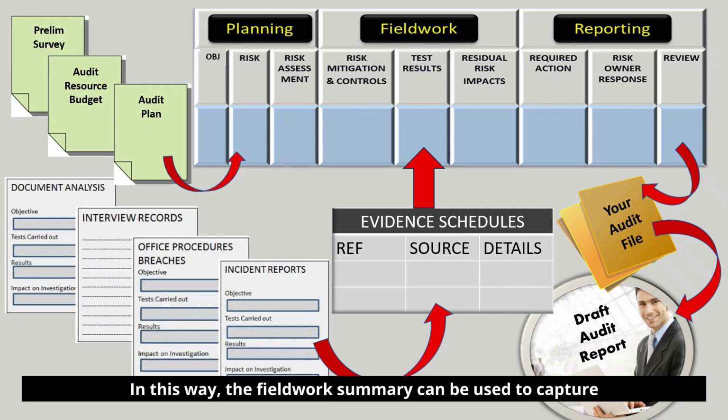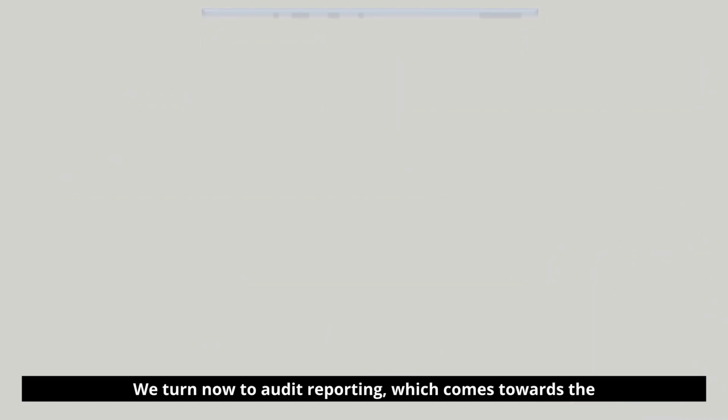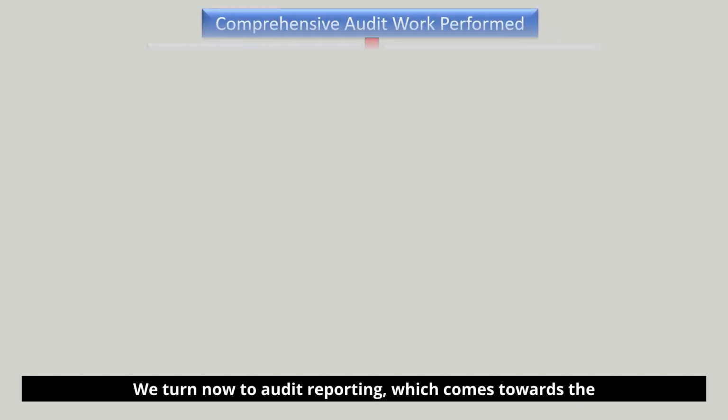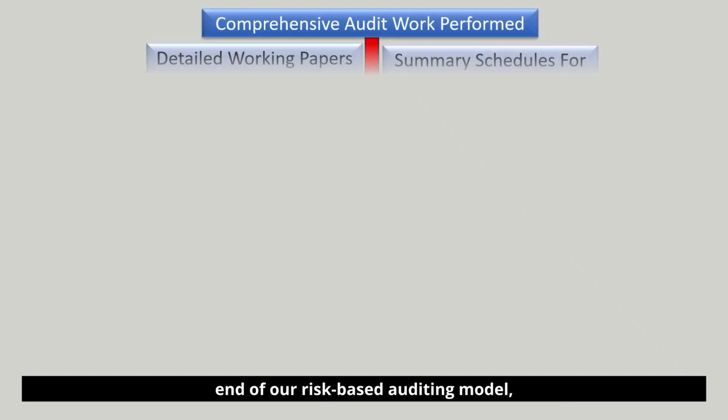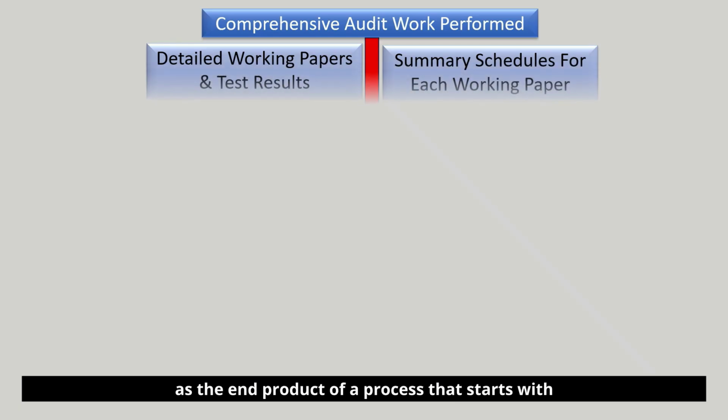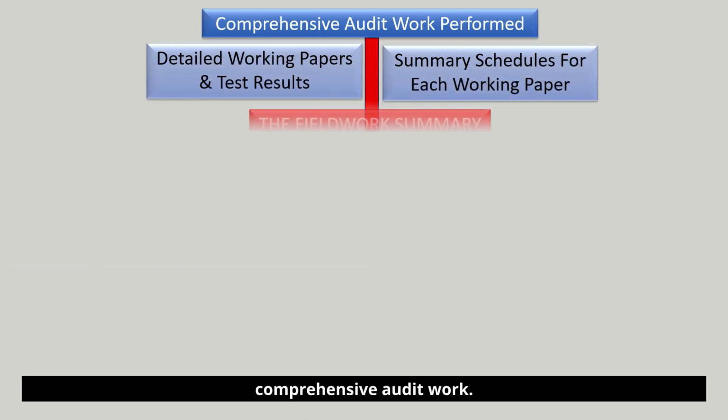In this way, the fieldwork summary can be used to capture the planning, fieldwork and reporting stages of your audit, driven by and geared into the objectives, risk and controls that relate to the area under review. We turn now to audit reporting, which comes towards the end of our risk-based auditing model, as the end product of a process that starts with comprehensive audit work.